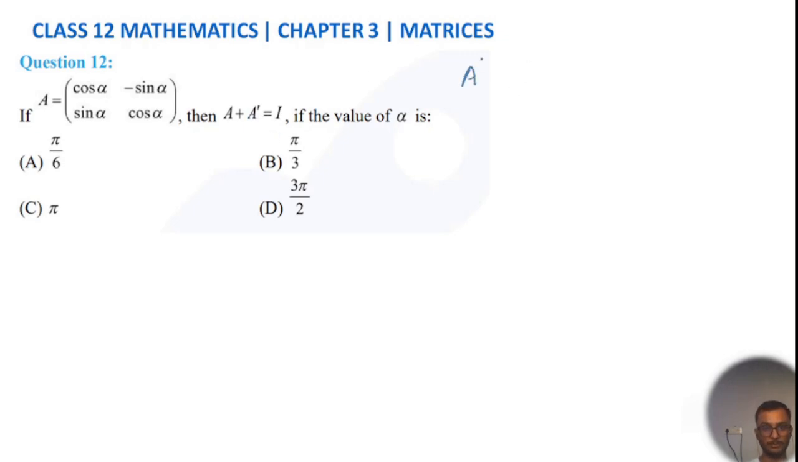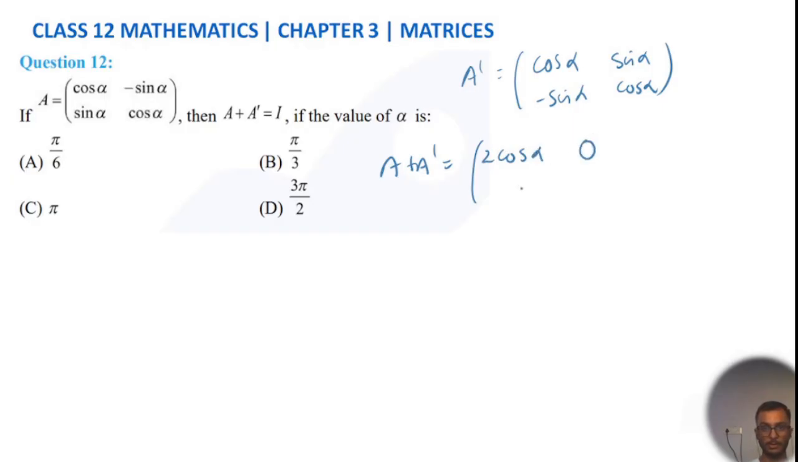Let's find A transpose. It will be cos alpha, minus sin alpha, sin alpha, cos alpha. Now add A plus A transpose. This is an MCQ, so I am doing it roughly. Cos alpha plus cos alpha is 2 cos alpha, minus sin alpha plus sin alpha is 0, sin alpha minus sin alpha is 0, cos alpha plus cos alpha is 2 cos alpha, and this is given to be the identity, that means 1 0, 0 1.